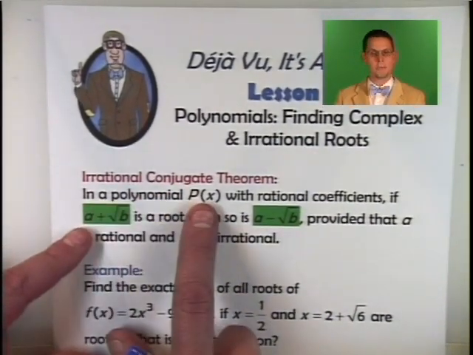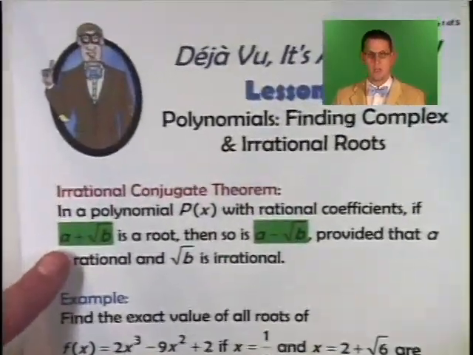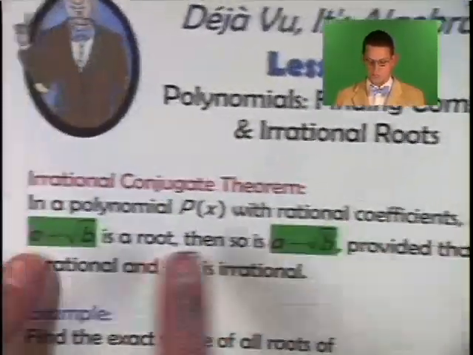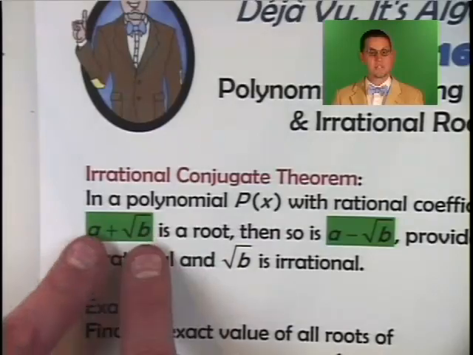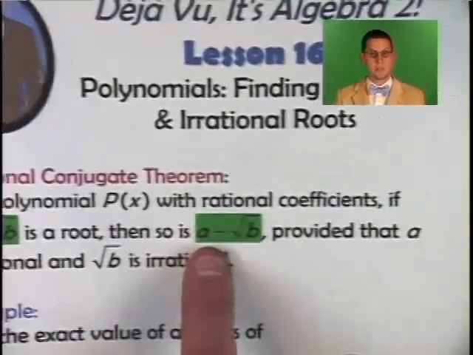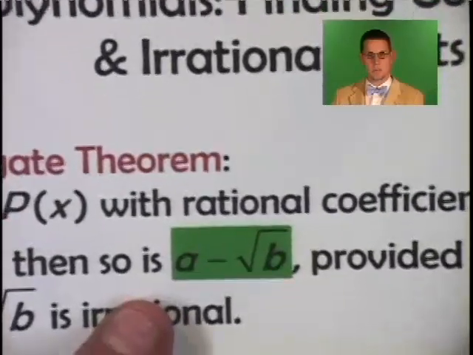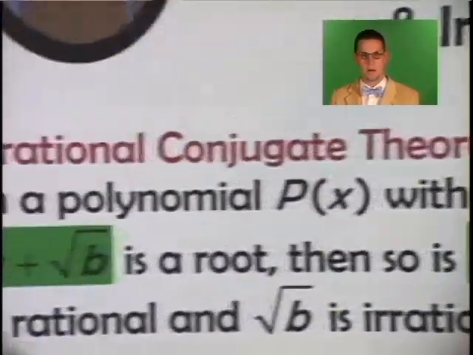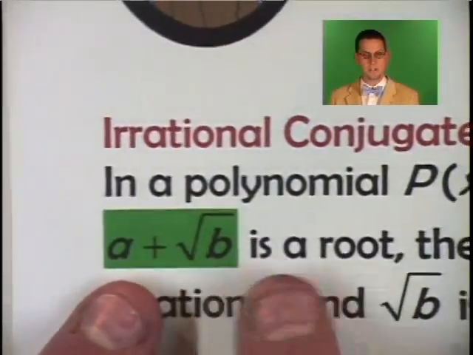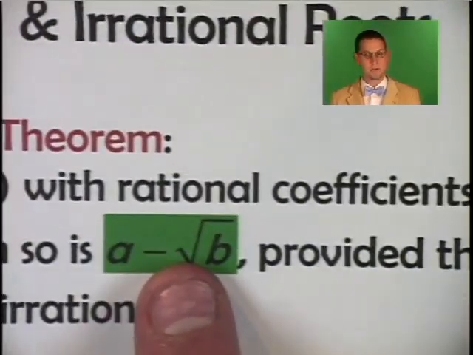It says in a polynomial, we'll call it p of x, with rational coefficients, if a plus the square root of b is a root, then so is a minus the square root of b. And green seemed like a good color when I made this, but it's hard to show up. There we go. If a plus the square root of b is a root, then a minus the square root of b is a root.